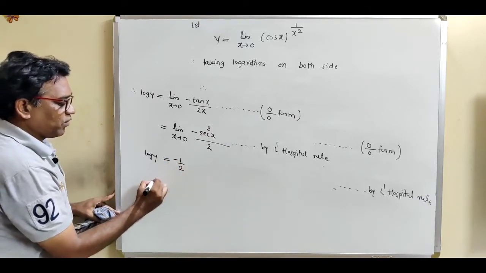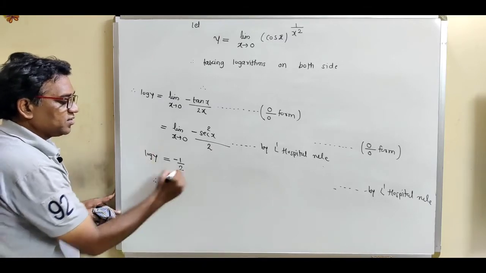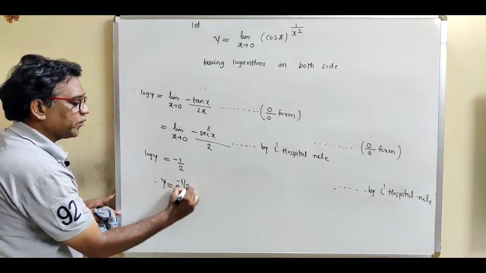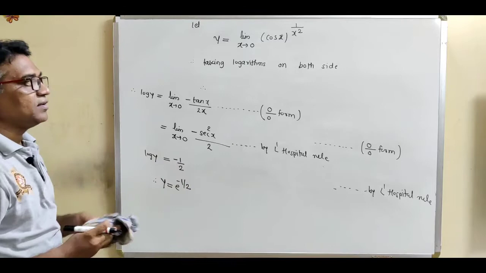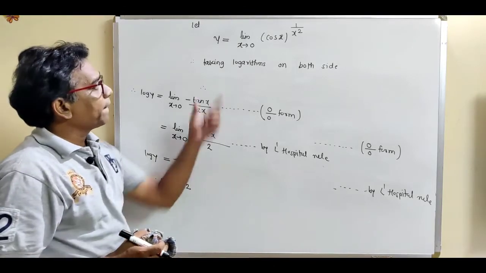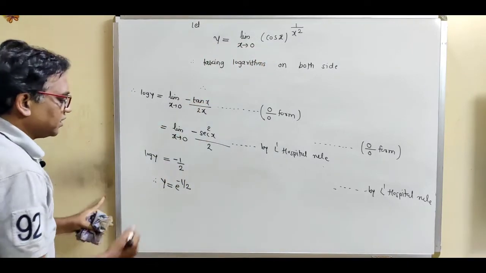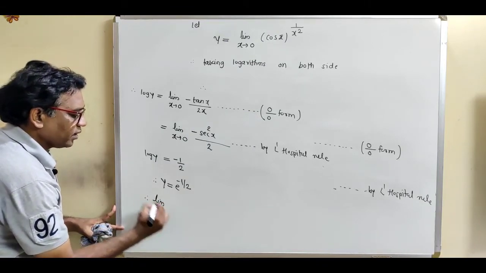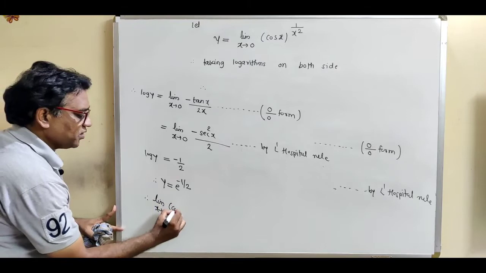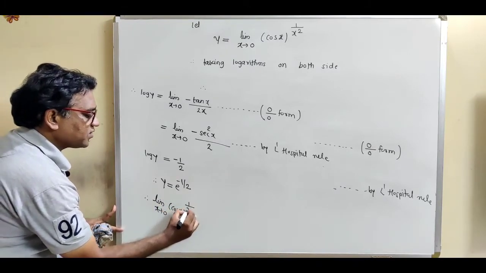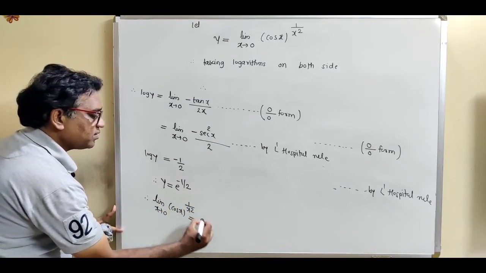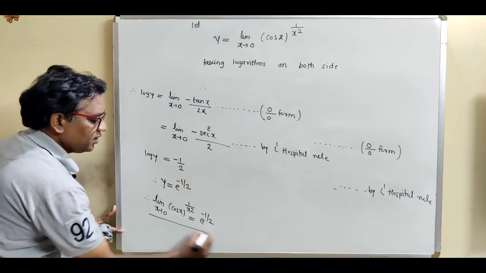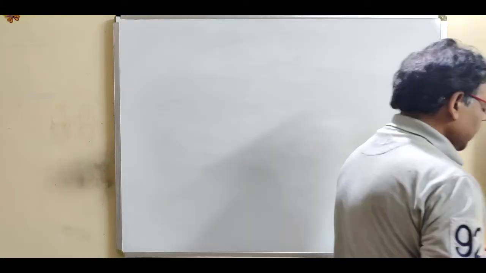So what is the value of y? y is equal to, the logarithm becomes an exponential. So this is the final answer, e raised to minus half. And what is y? y means our given limit. So just put the given limit, the limit as x tends to 0 of cos x raised to 1 upon x square. The value of this limit is e raised to minus half.